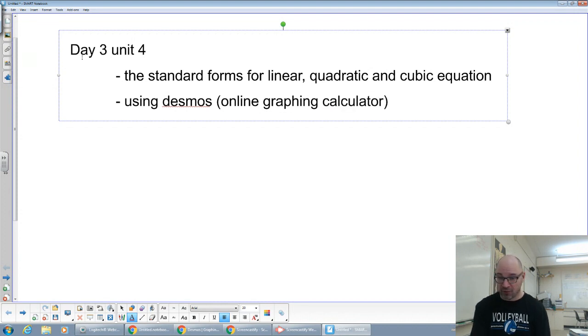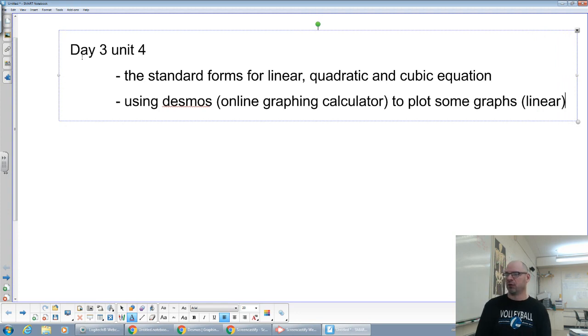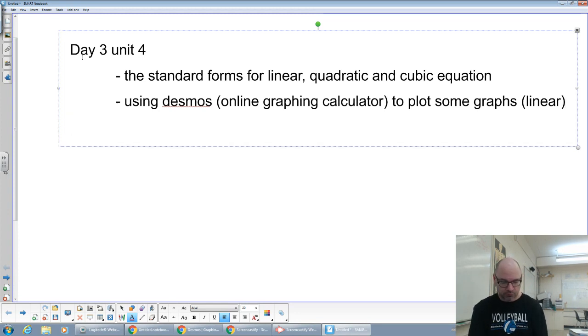Now, it's been a while since I used this last year, so I might be a little rusty, to plot some graphs. Okay, and today we're going to be looking at linear ones. And then tomorrow we'll look at curved ones, which will be the quadratic or cubic ones. I'll have to dig some up, and then we're just going to do some examples. Okay, and I'm going to be switching back and forth.